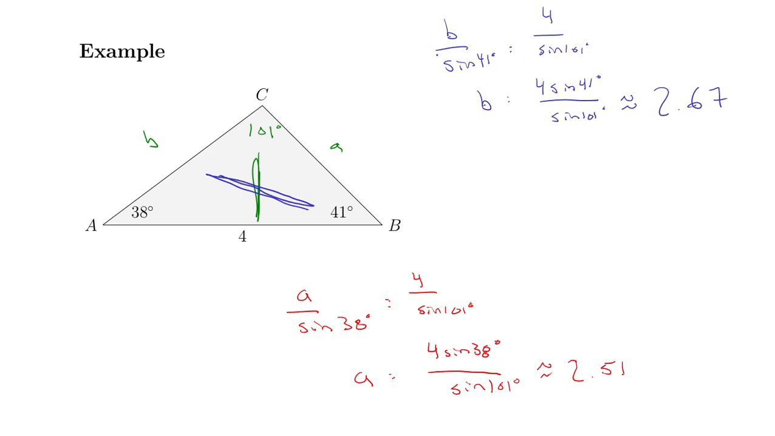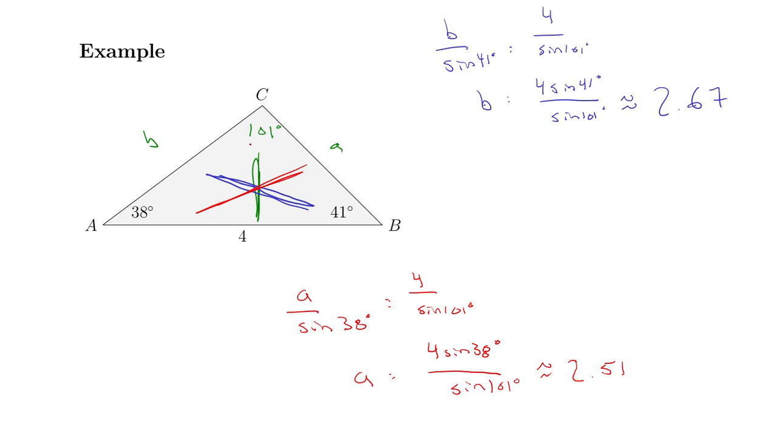So side length B over sine 41 degrees is equal to side length 4 over sine of 101 degrees. And then we can solve for B pretty easily by just multiplying. And 2.67 is what we get. We can do the exact same thing for A here. Notice that I still compared this with the angle C and side length C, because those two aren't rounded. I always try and use the exact values.